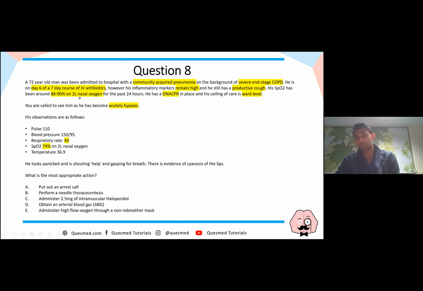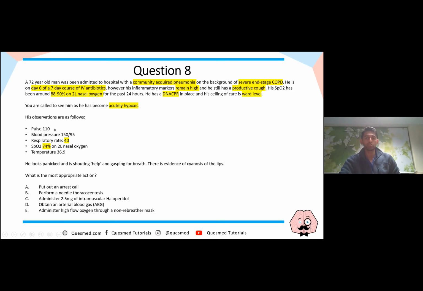With someone who is severe end-stage COPD, the target is going to be 88 to 92%, and 2 liters of nasal specs is a very gentle amount of oxygen. Okay, you get called because you become acutely hypoxic. Okay, and when you look, the new sats are 74% on the same oxygen. He's tachypneic at 40, and he's tachycardic at 110.